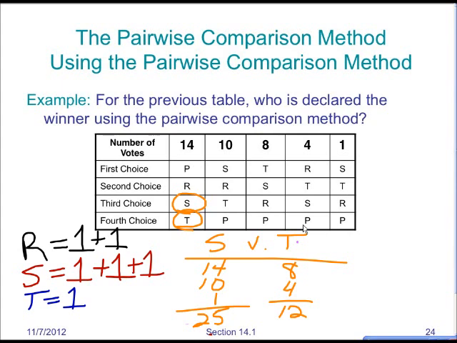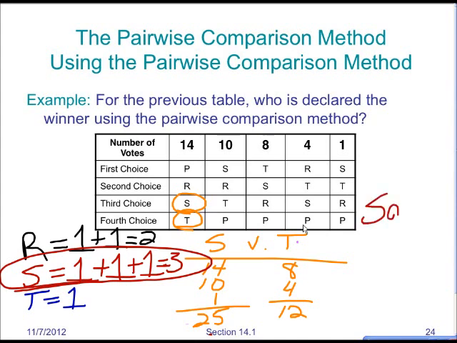Okay, we've made all of our comparisons, so now we just have to add up our points. If you notice, Rita got 2 points, Sarah got 3 points, and Tim got 1 point. So since Sarah got more points than anybody else, Sarah would be the winner. Sarah is our winner. In each case, we had the same preference table. In each case, we had a different winner depending on how we counted the votes.